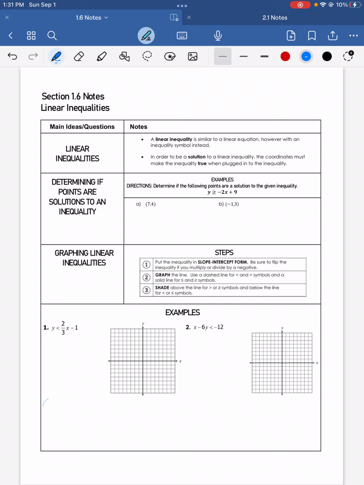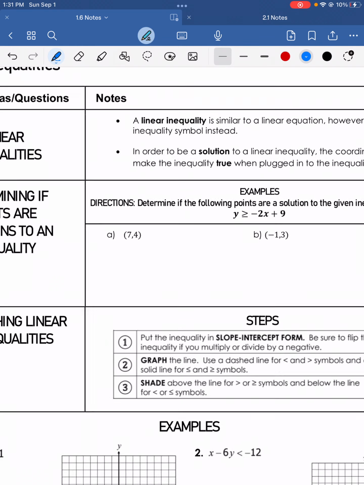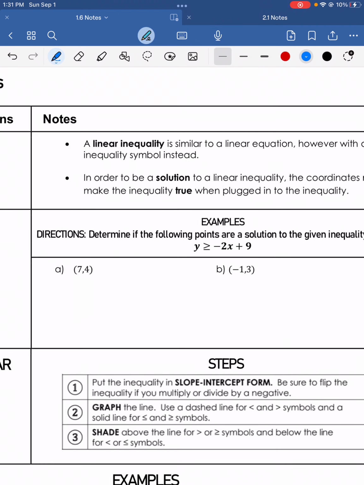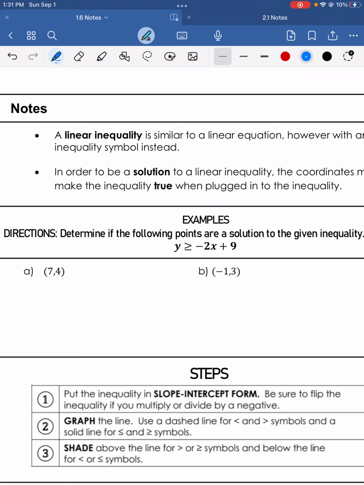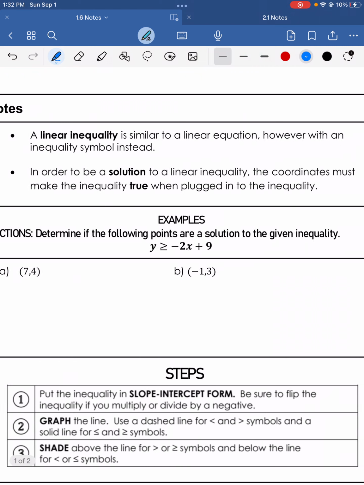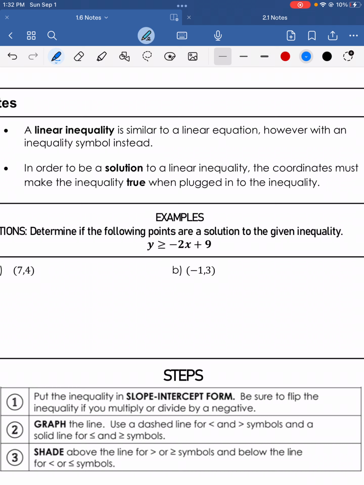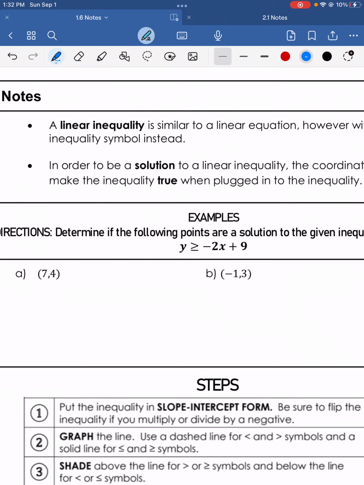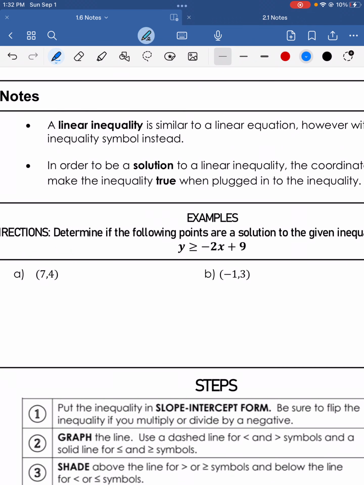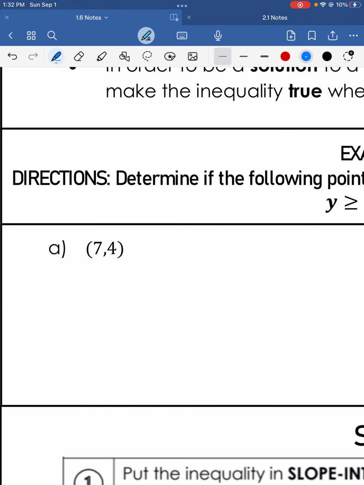So the first thing is we're going to be determining if 2 points are a solution to the inequality. So we're given point A and point B and an inequality, and they want us to determine if they are solutions. If you look above it, it says in order to be a solution to an inequality, the coordinates must make the inequality true when plugged into the inequality. So what we're going to do is take these coordinates and plug them into the given inequality. So I'm going to rewrite the inequality over here.